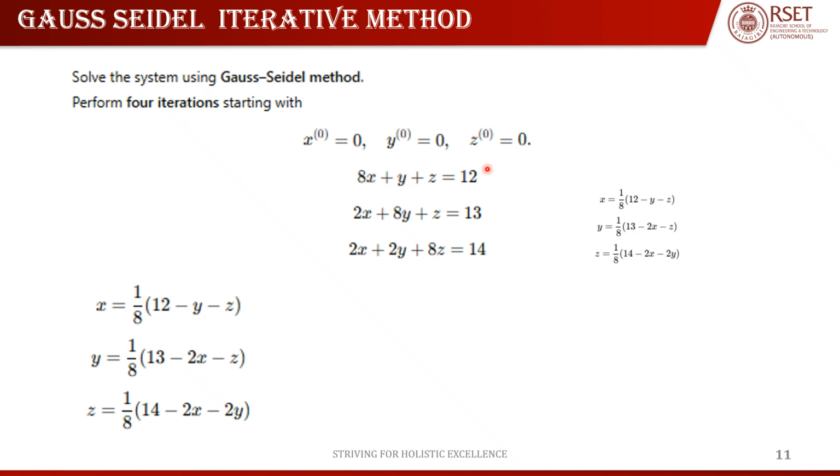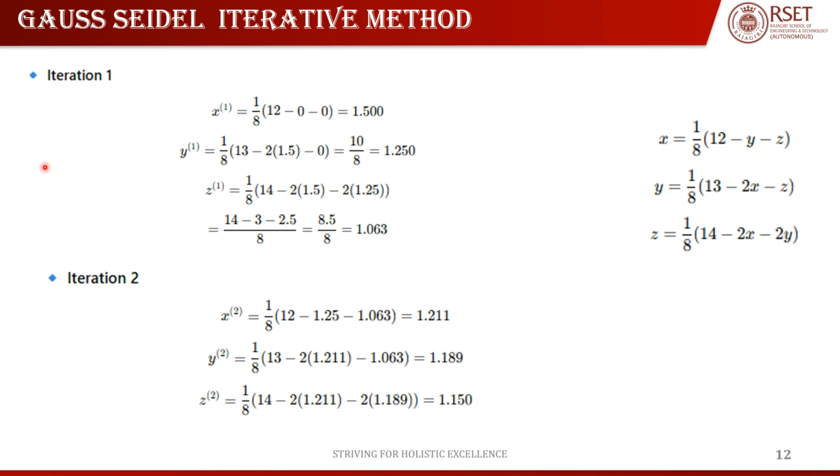So x will be 12 minus y minus z divided by 8. So your x is here. Similarly, your y will be 13 minus 2x minus z divided by 8. Similarly, your z will be 14 minus 2x minus 2y divided by 8. So you have your x, y, z here. Now to get x1, you substitute the value of y to be 0, z to be 0. That is given there. So your x1 is 1.500.